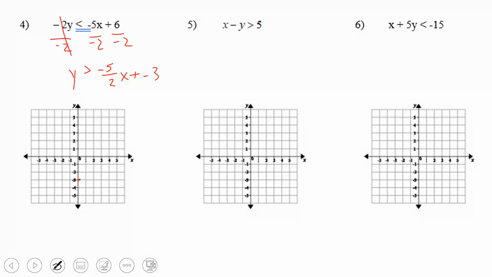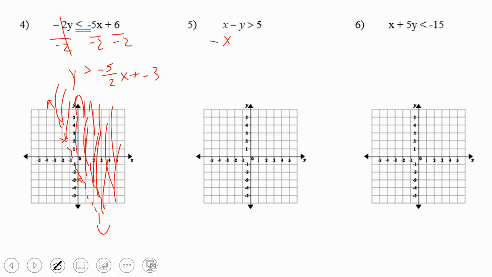So I make a point at negative 3. And I want to go down 5 to the right 2, but I can't. So I'm going to go up 5, 1, 2, 3, 4, 5, to the left 2. So I'm still negative. I'm having trouble making my points. 1, 2, 3, 4, 5. It's dashed. That's a terrible line. Greater than, so I'm making my lines going up from my graphed line. So I know what to shade. That tells me to shade above.